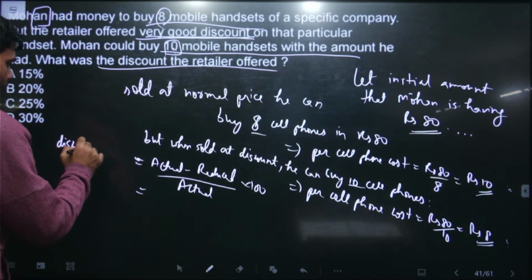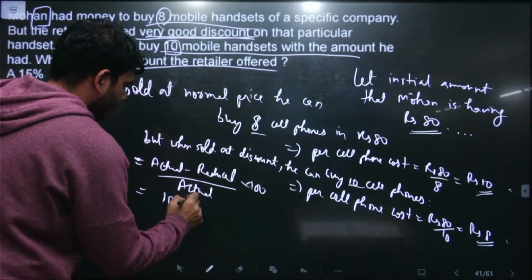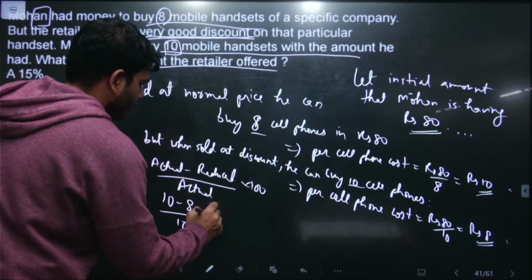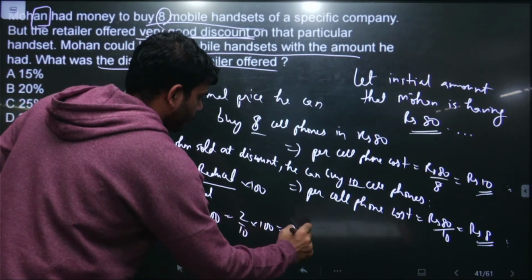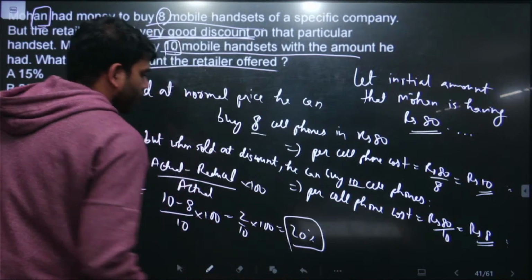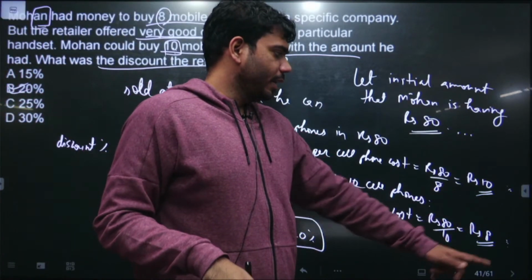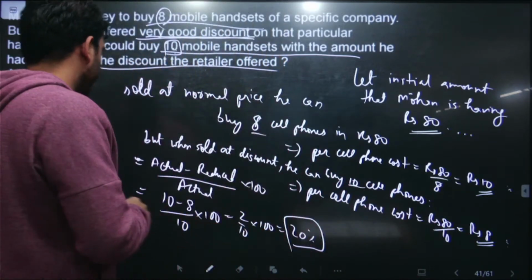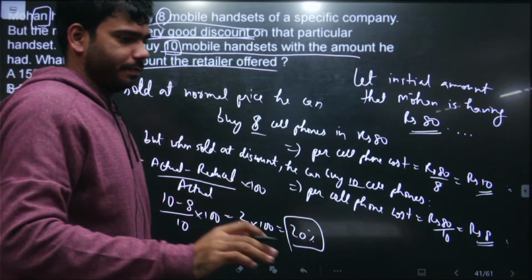We need to find how much discount is being provided to us, and actual is 10, reduced is 8, and actual is 10 into 100. This is 2 by 10 into 100, 20%. So it means if a commodity is of rupees 10 and he is getting it for rupees 8, he is getting a discount of 20%, right?